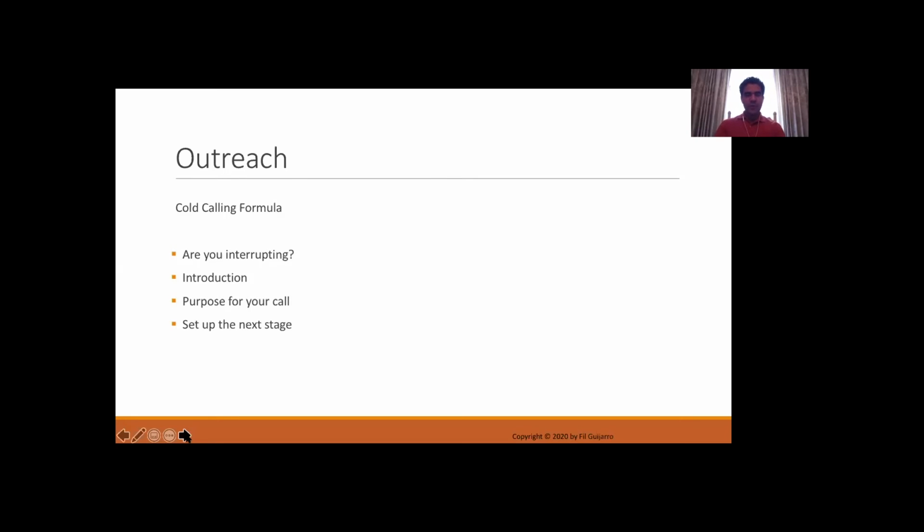Okay, so try this. The point here is less is more. If you try this formula, but you're adding more than what I have here, then you may end up saying this formula doesn't work, but you have to be honest about whether you are adding more than what's here really. The introduction is not more than name, value proposition. The purpose of your call is not more than stating I have a next sales stage, and setting up the next step is simply that, coming up with an action we can take in the future.